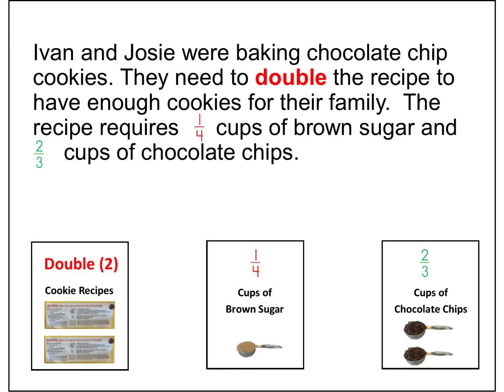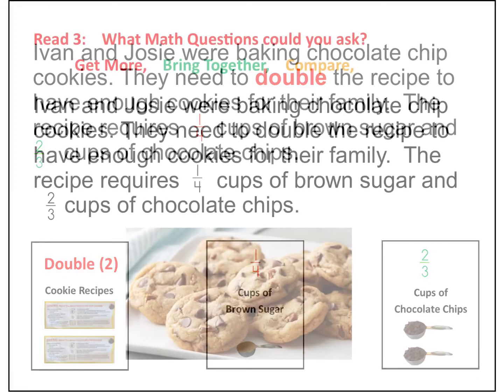You should have noticed the number double, which represents the number 2. And that means there were 2 recipes, and we're going to make it twice. You should have also noticed the number 1/4 cups of brown sugar, and you should have noticed the number 2/3 cups of chocolate chips. In my picture down below, the brown sugar represents 1/4 of a cup. And the cups of chocolate chips, each of those little cups is 1/3 of a cup. So there's 1/3, 2/3.